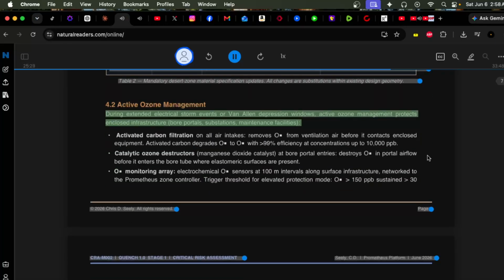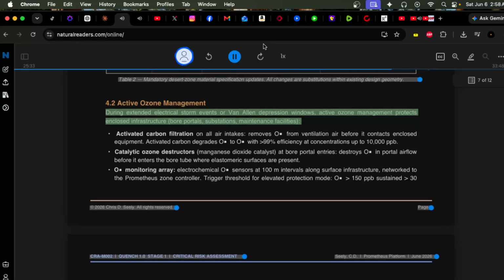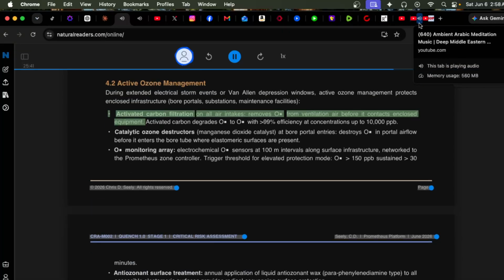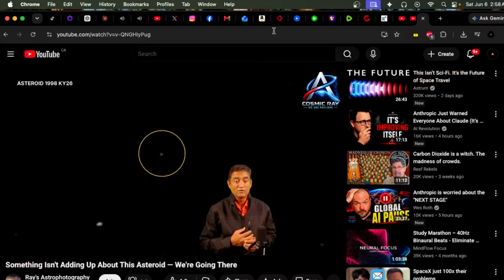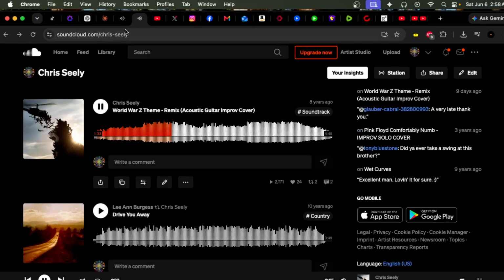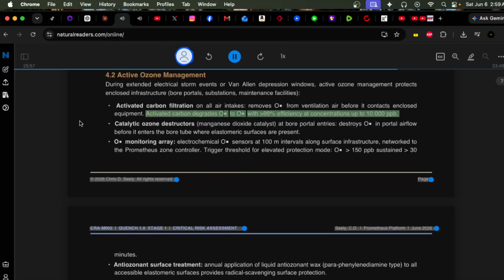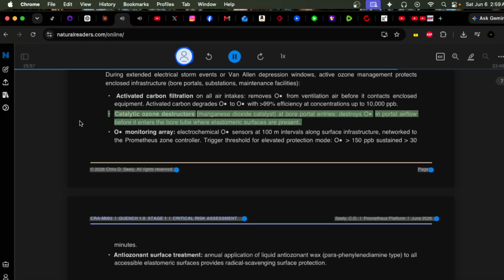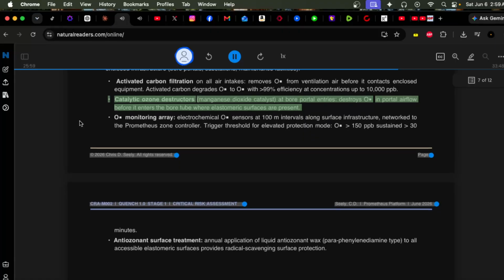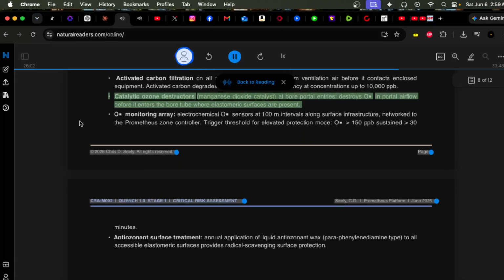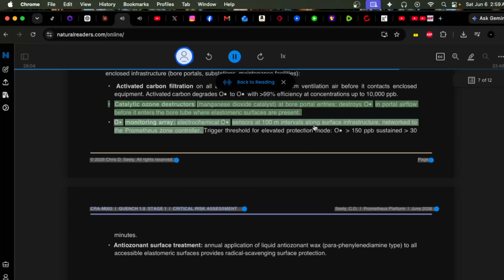During extended electrical storm events or Van Allen depression windows, active ozone management protects enclosed infrastructure. Activated carbon filtration on all air intakes removes ozone from ventilation air before it contacts enclosed equipment. Activated carbon degrades ozone with greater than 99% efficiency at concentrations up to 10,000 ppb. Catalytic ozone destructors at bore portal entries destroy ozone in portal airflow before it enters the bore tube where elastomeric surfaces are present.